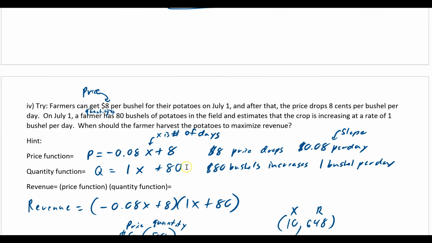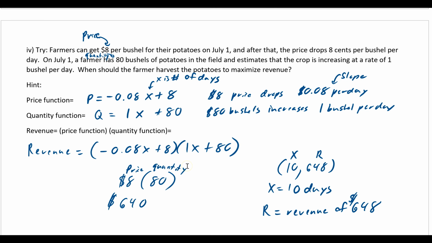All right, this last one is just a business problem. And so I've already got it worked out so that you can see what's going on here. So what we're dealing with here is a farmer can get $8 per bushel for the potatoes on July 1st. And after that, the price drops 8 cents per bushel per day.